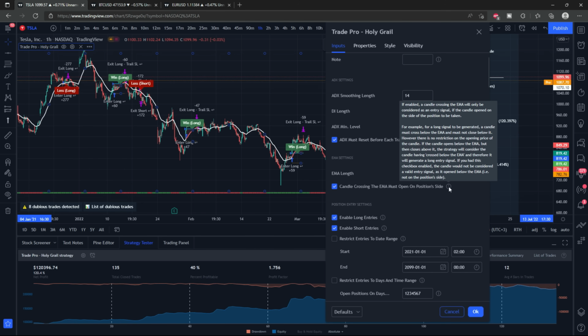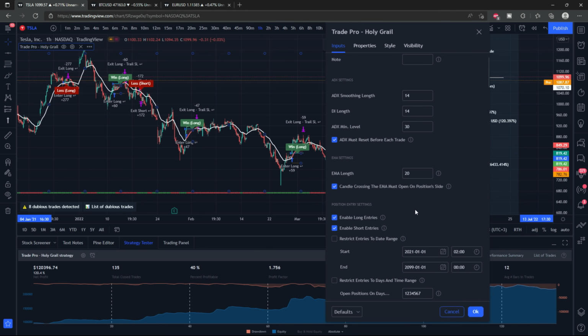If you had this checkbox enabled, the candle would not be considered a valid entry signal as it opened below the EMA, so not on the position side. So you can decide what you think is best for that one.